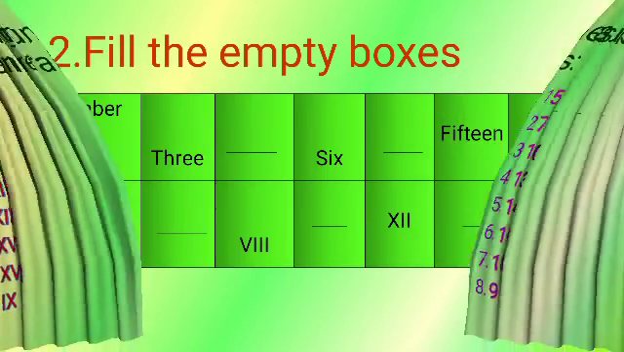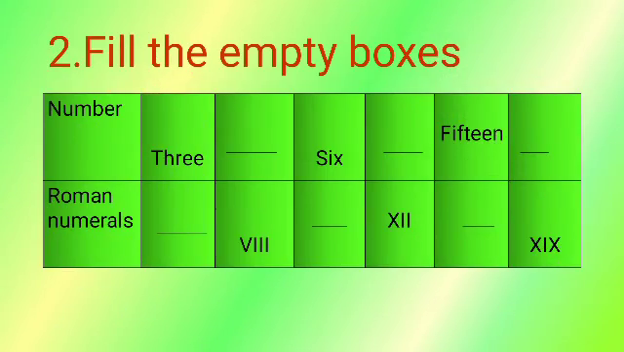Now the next question, you have to fill the empty boxes. As you observe in this table, numbers are written and below them Roman numerals are written. In some places numbers are written, and below you have to write the Roman numerals. Similarly, where the Roman numerals are written, you have to write the number. For 3, the symbol is III. Now in Roman it is VIII. So the answer is 8.